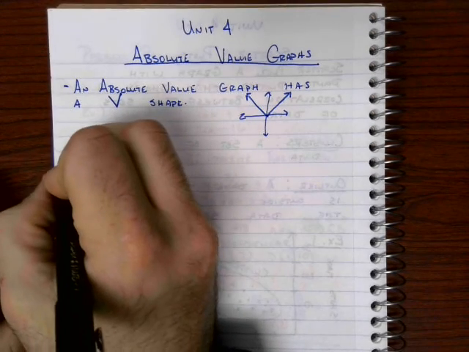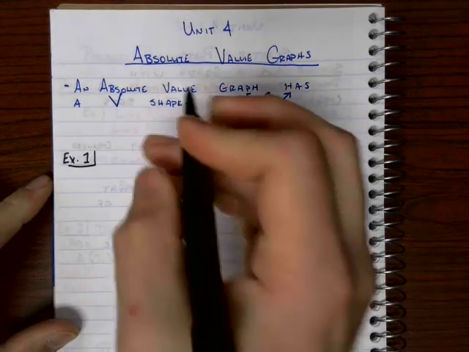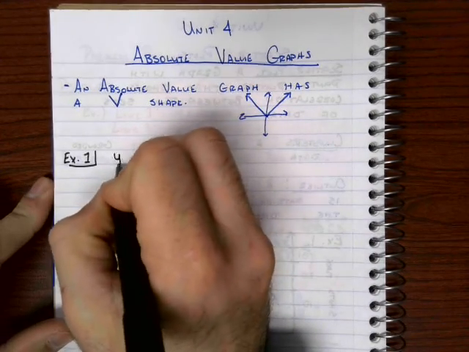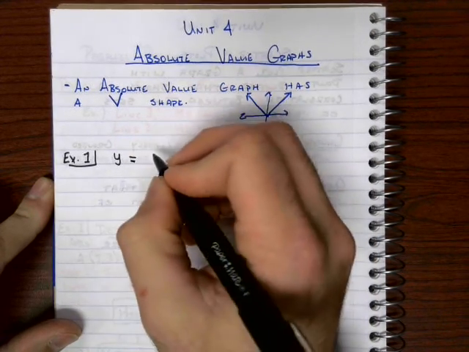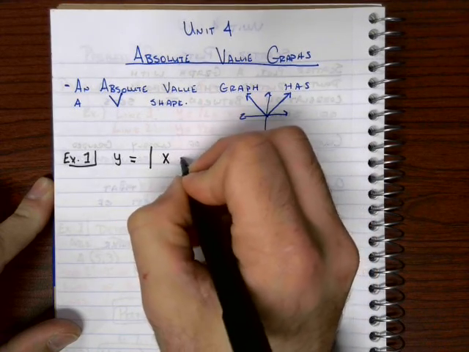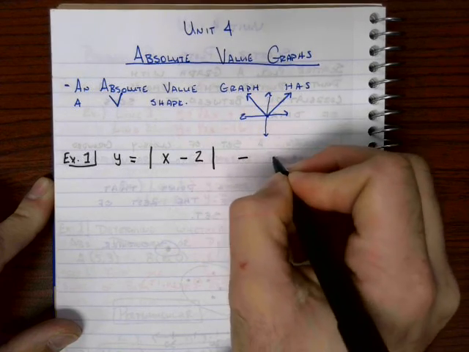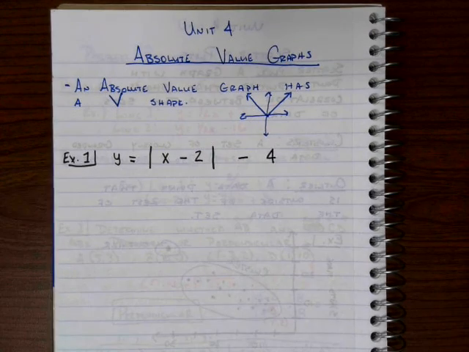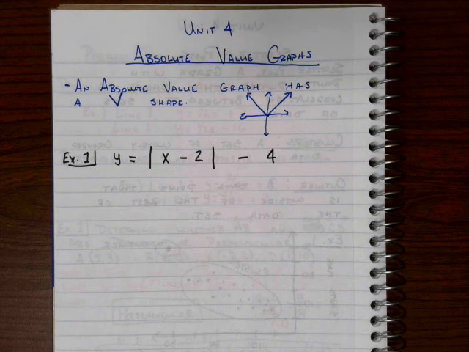All right, so look at our example. Let's say I have y equals, and I'm going to spread this out a little bit so we have room to take some notes, the absolute value of x minus 2, minus 4. So your equation for an absolute value graph will look something like this.